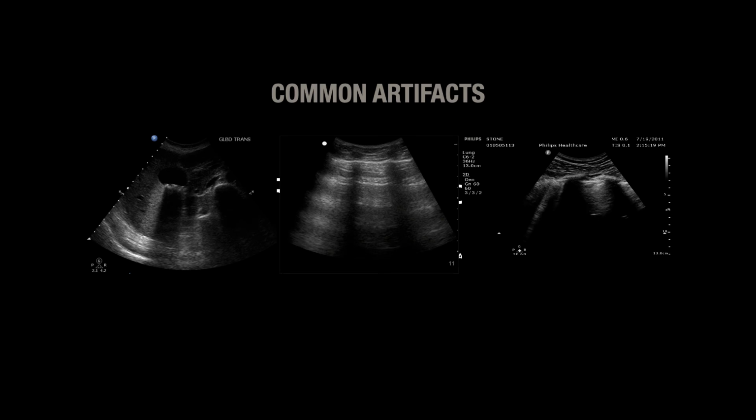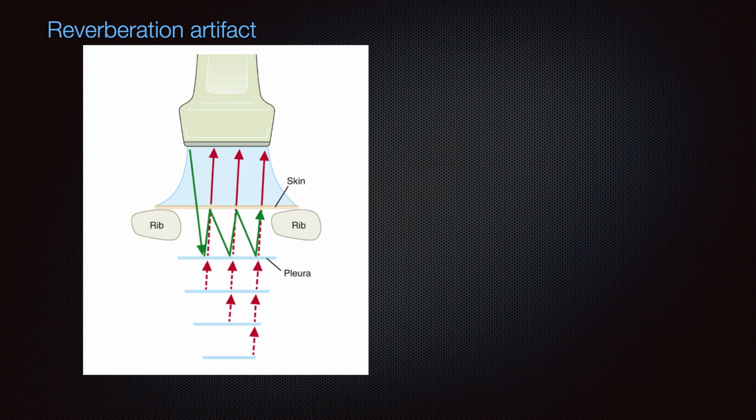Next, we're going to talk about some of the common artifacts you'll see with ultrasound. Some of these are actually clinically important and used in diagnoses, so it's very important to understand these. The first one, probably the most common and frankly one of the most interesting, is called the reverberation artifact. This is created when the sound waves hit something, bounce back, and then hit something in between.